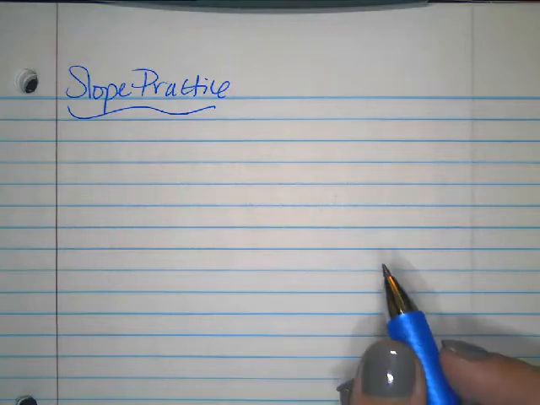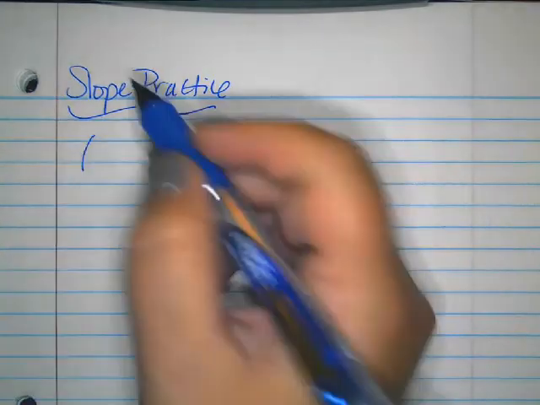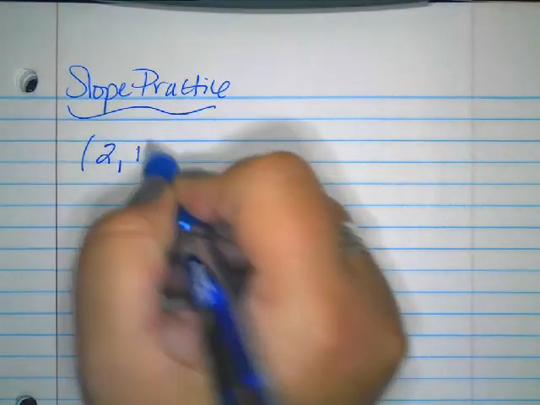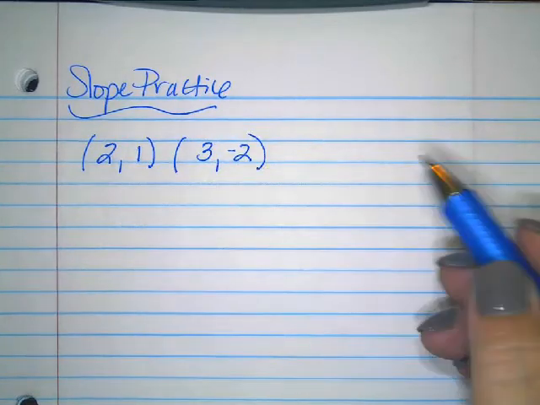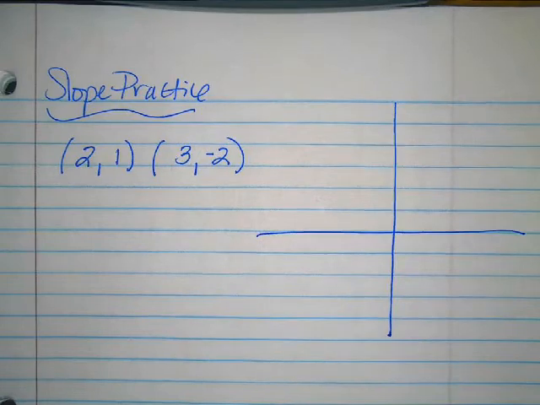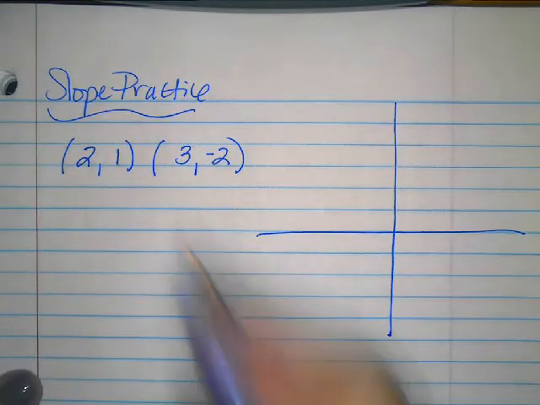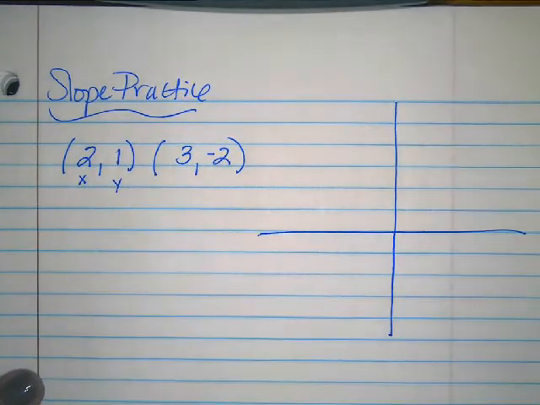The next thing we're going to add to our notes is a little bit of slope practice, which means that we're going to take 2 points and we're going to graph them to figure out their slope. So remember that points, x always comes first, y always comes next.